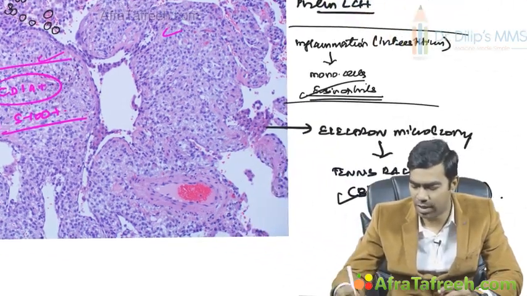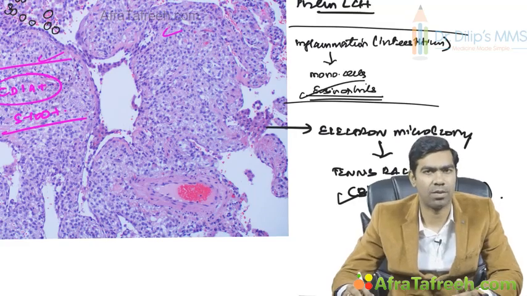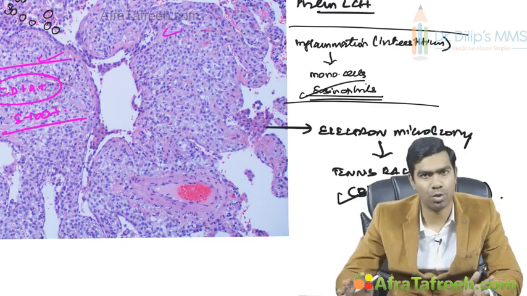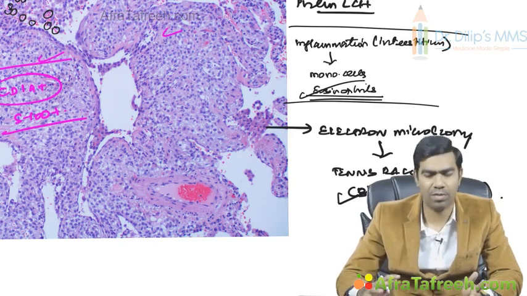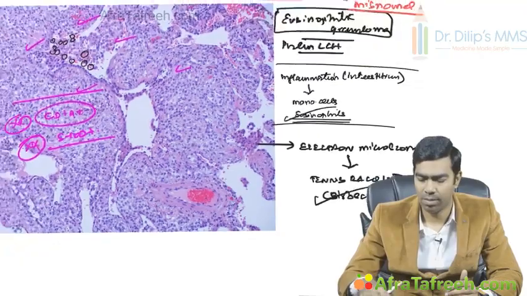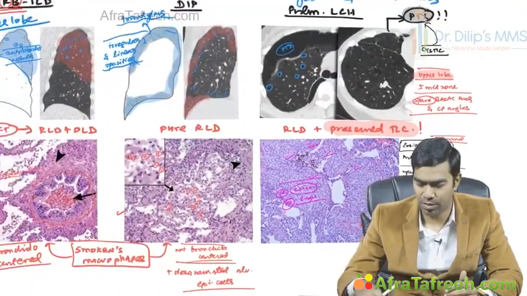Remember these Birbeck granules, CD1A positivity, S100 positivity, all these things we have already discussed enough in the hematology section under the histiocytic and dendritic cell disorders. So no need to again show you those images, but this is one of the images which I want to show for pulmonary Langerhans histiocytosis.